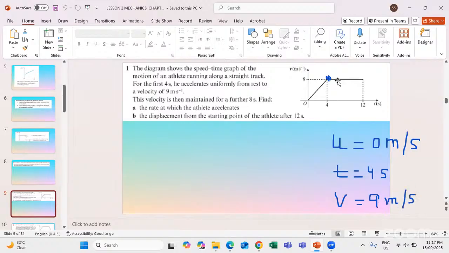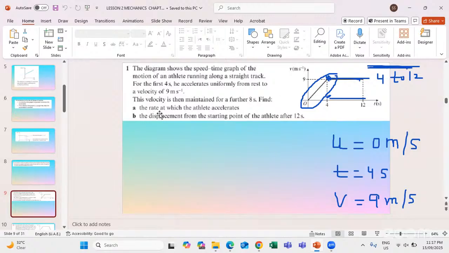So this is the velocity I know in the beginning, and they said the velocity is then maintained for a further 8 seconds. So this is 4 seconds, and 4 plus 8 is 12 seconds. For 12 seconds, the velocity stays the same, which is 9 meters per second. Find the rate at which the athlete accelerates. First of all, the athlete accelerates in this region, not in the second region from 4 to 12. What is the reason? Because here it is a horizontal line, and for a horizontal line, the gradient is 0. And what is the meaning of gradient? Acceleration. So in this part acceleration is 0.